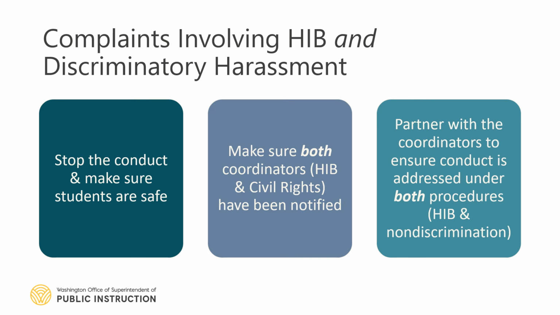Here's what the principal should do next. First, they should make sure that the conduct has stopped and that students are safe. Supportive measures may need to be put in place to ensure student safety. Next, they should notify both the HIB coordinator and the civil rights coordinator. Finally, the principal will likely need to partner with the coordinators to ensure that the conduct is properly addressed under both procedures.